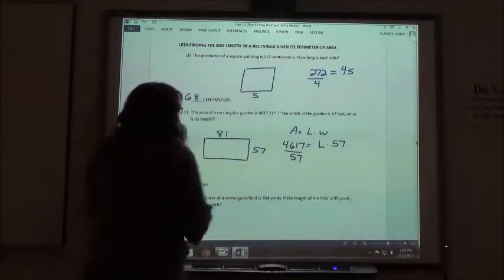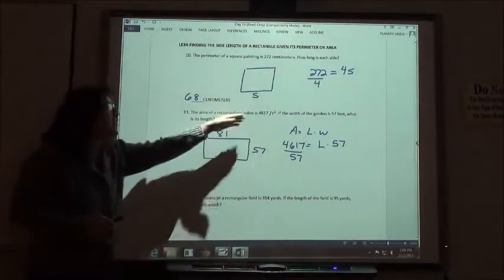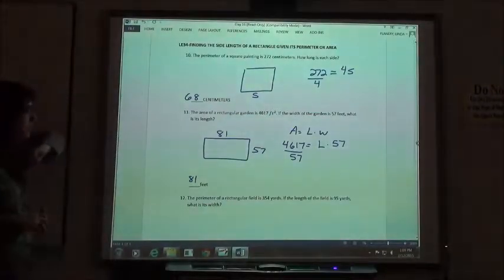So we know that here, if I took 81 times 57, I would get the area, right?